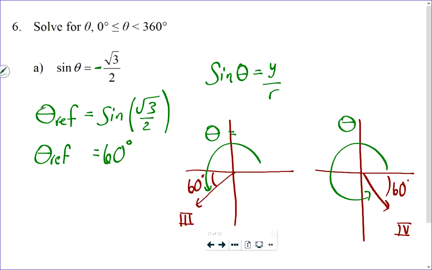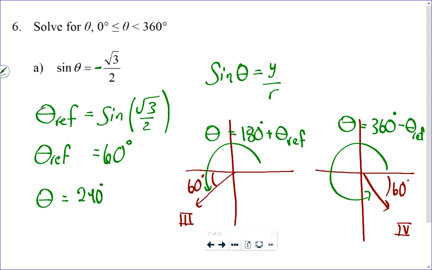And in this case, it will be 180 degrees plus the reference angle. In this case, it will be 360 degrees minus the reference angle. So what you're going to get for your two rotation angles, let's see, 180 plus 60 is 240. And 360 minus 60 is 300. So 240 degrees and 300 degrees.